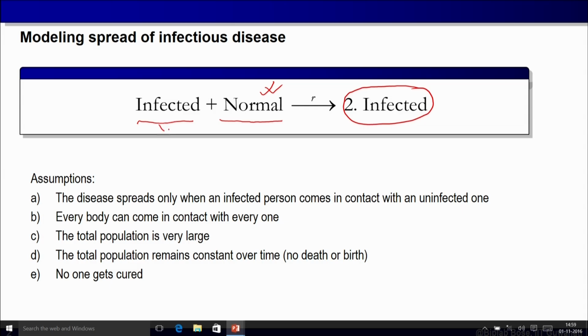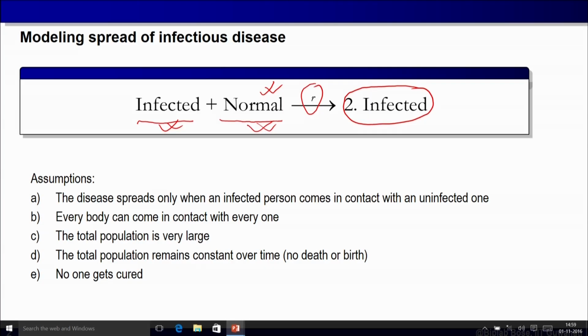So from an infected person to a normal person, the infection is spreading, suppose with a rate constant R. So we want to create an ODE-based dynamical model for this system. So let us look into the assumptions that we will make before we jump into writing the ODE and creating the model and analyzing it.